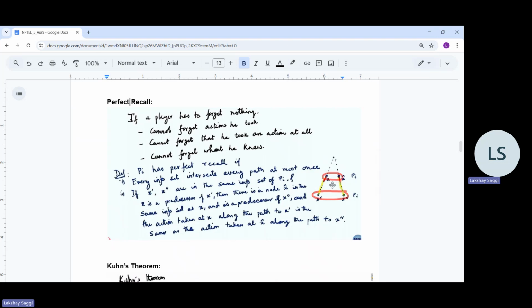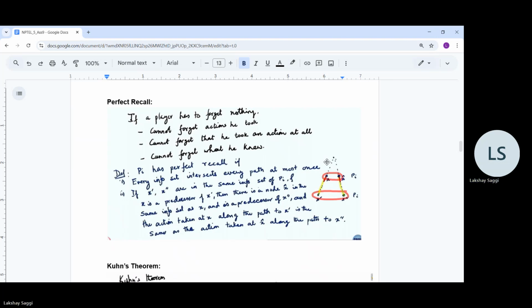these two nodes x and x hat also should be in the same information set. And why is this the case? Note that this is for any predecessors of x prime and x double prime. It's not just immediate predecessors, but for all ancestors this should be happening. For all ancestors of x prime and for all ancestors of x double prime, these x and x hat should be in the same information sets.